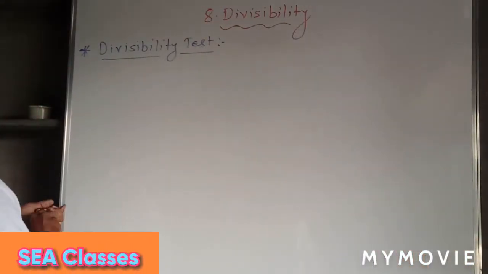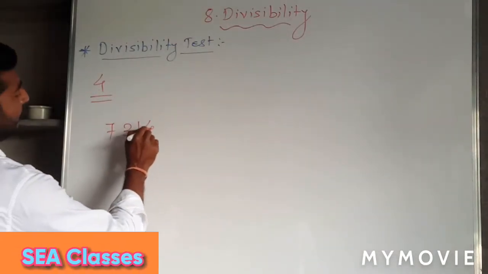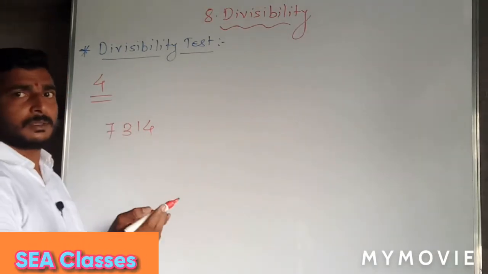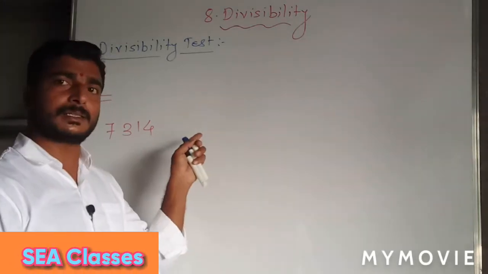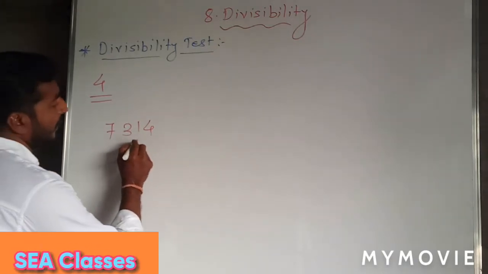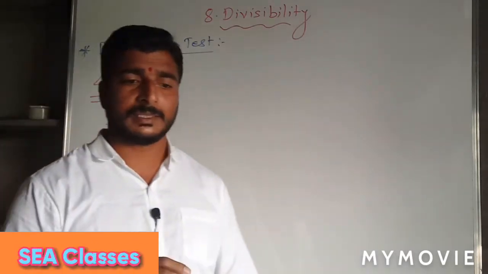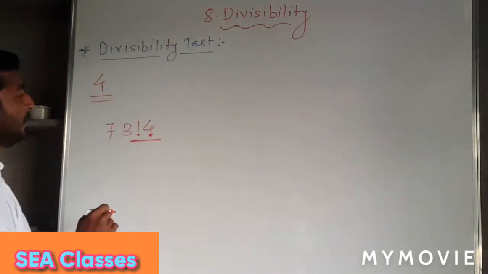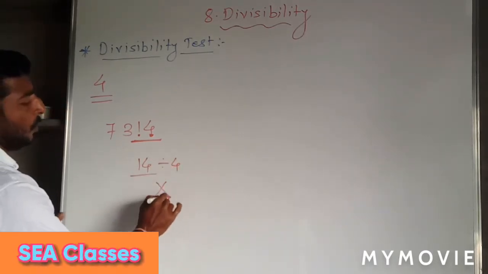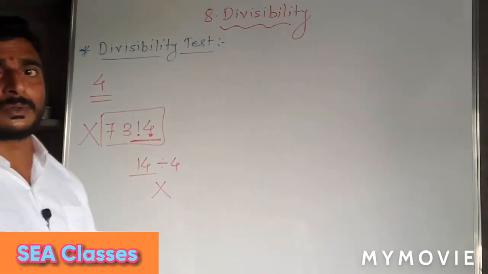Now we will see the divisibility test for 4. For this we will take an example: 7314. If you want to answer whether this number is divisible by 4, you can do actual division, and if you get remainder 0, then you can answer. Otherwise, use the divisibility test. So what is the divisibility test for 4? You have to take the number in the tens place and unit place, that is 14. Is 14 divisible by 4? No. Therefore, this number is not divisible by 4.